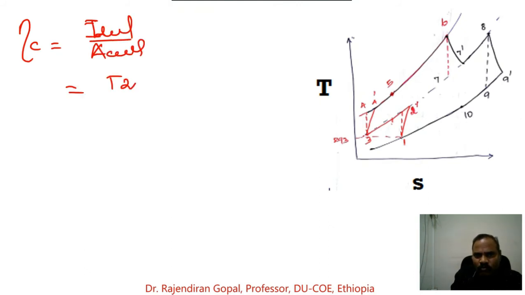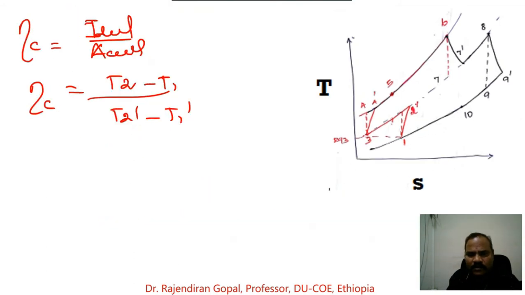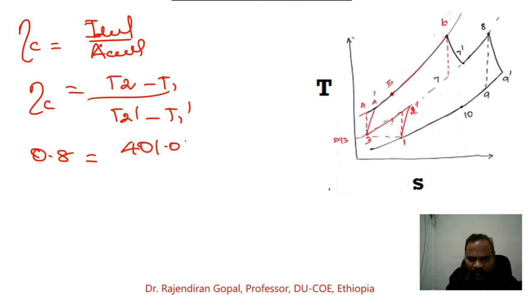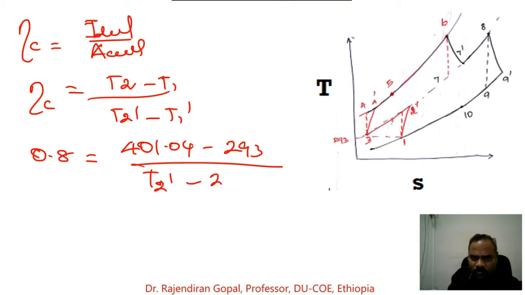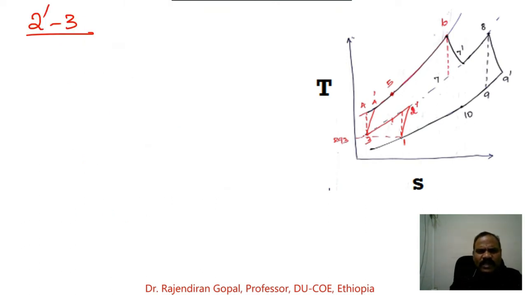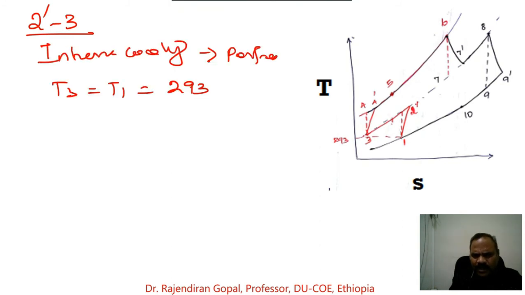Now we know that isentropic efficiency of compression is equal to ideal compression over actual compression, that is equal to T2 minus T1 over T2 dash minus T1. Efficiency of compression we know 0.8 is equal to 401.04 minus 293 over T2 dash minus 293. We get T2 dash is equal to 428.05 Kelvin. Then from process 2 dash to 3, they given perfect intercooling. That means that T3 is brought to the inlet temperature 293 Kelvin.